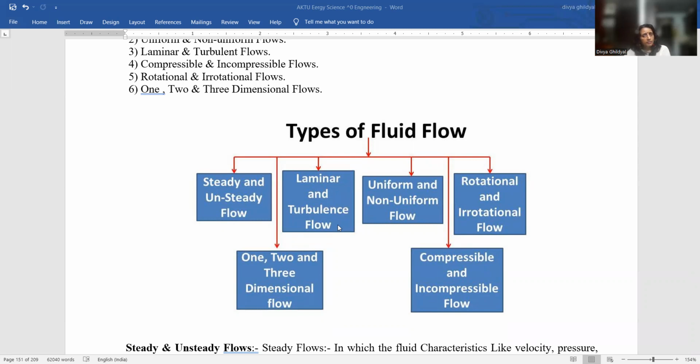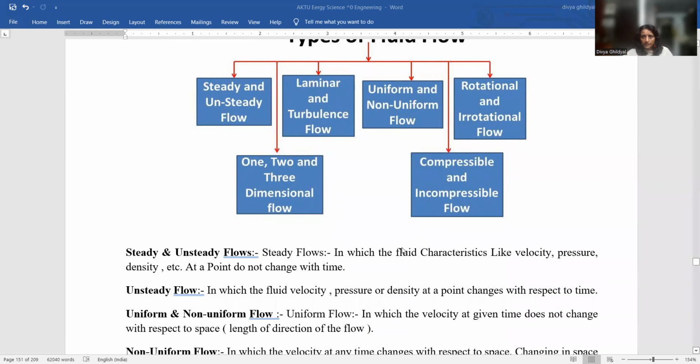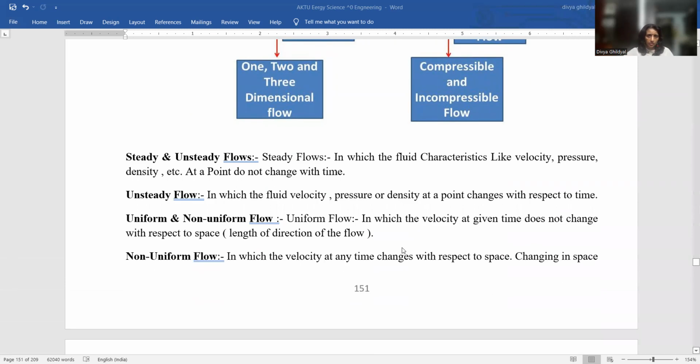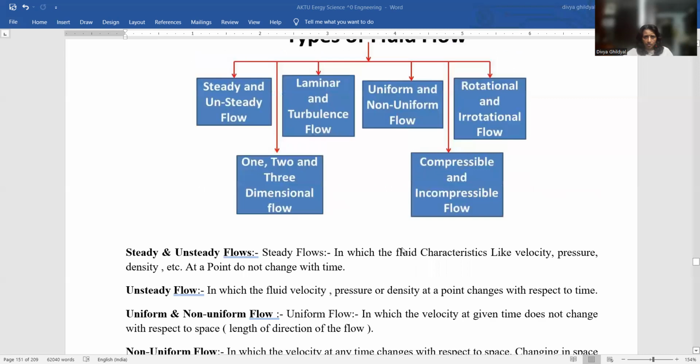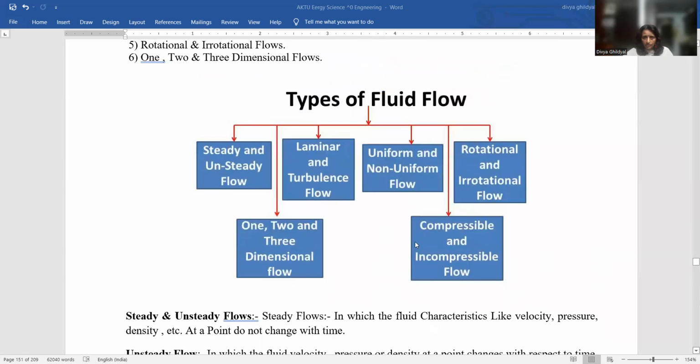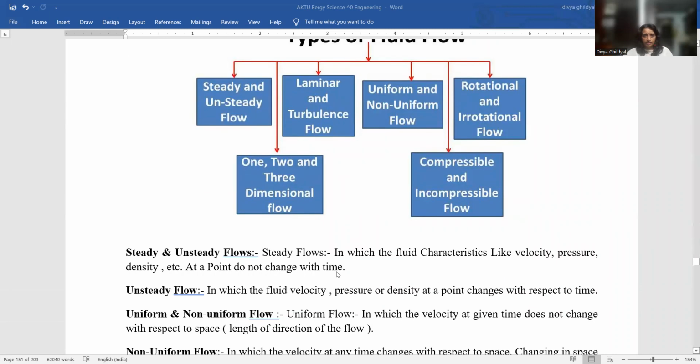Uniform is till the time it is running in a uniform way. Then non-uniform, compressible, incompressible, rotational, irrotational, one, two, and three dimensional. One line definition for each. In fact, if this question comes, you make this table like this flow diagram, and here only you can write one line explanation for the same. This will fetch you a very good amount of marks.